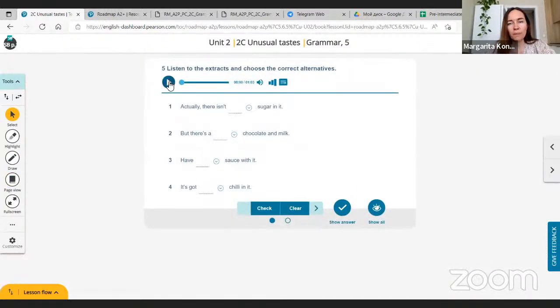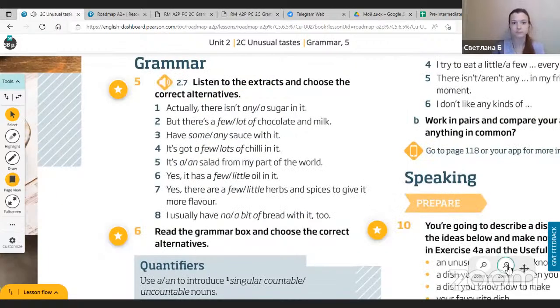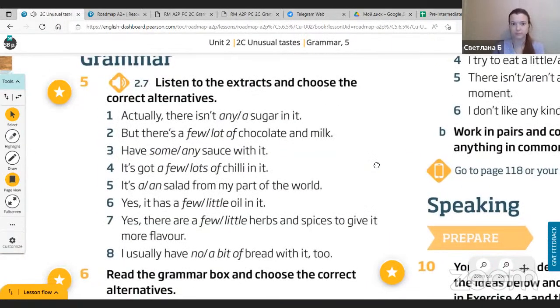Unit 2. Recording 7. 1. Actually, there isn't any sugar in it. 2. But there's a lot of chocolate and milk. 3. Have some sauce with it. 4. It's got lots of chili in it.